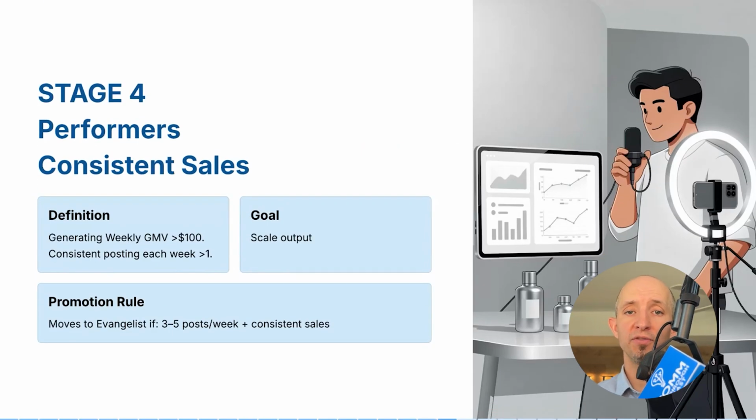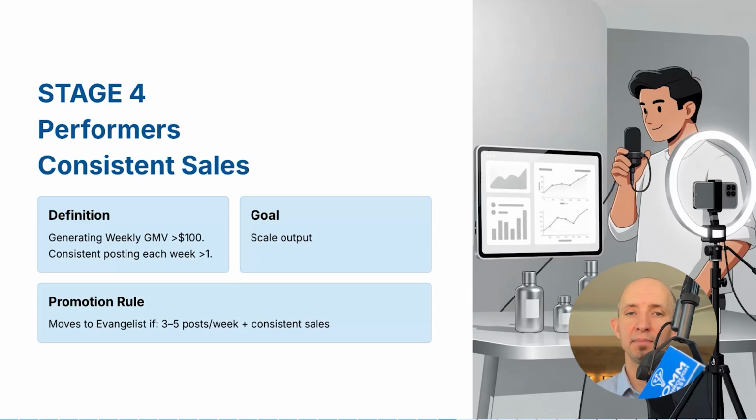So now we're going to be moving into stage number 4, which is our performing creators. What's the difference between an emerging creator and a performing creator? Well, ultimately, it's probably less about the GMV, but about the consistency of posting. That's what I want to see more than anything.